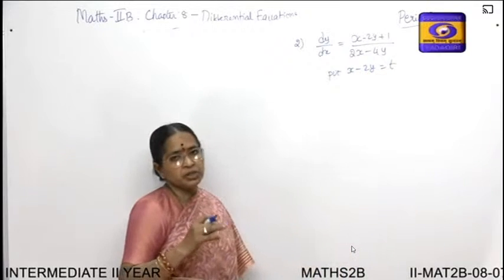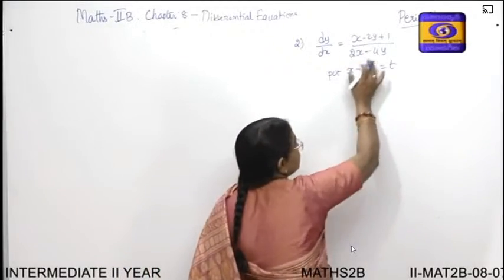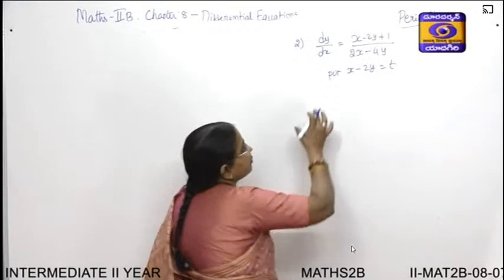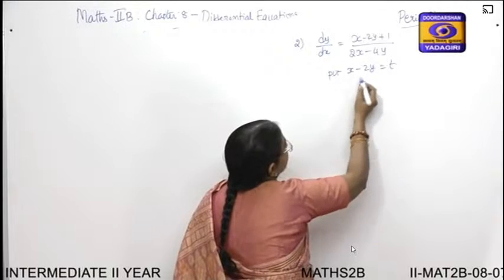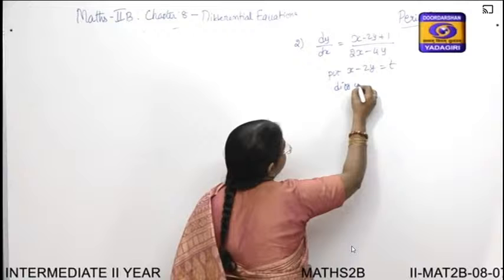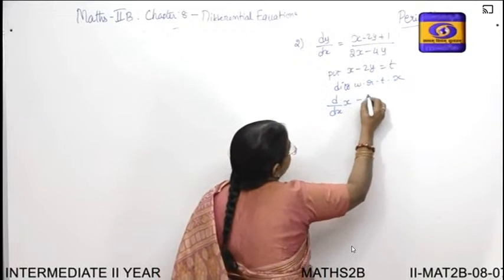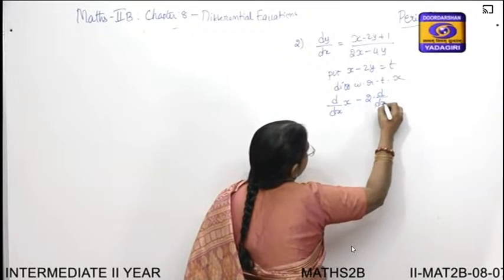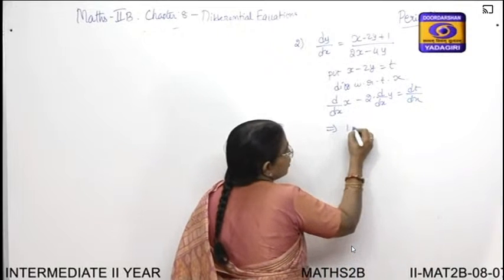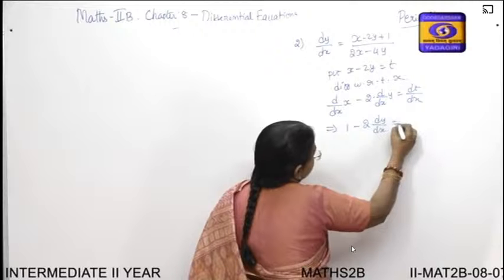So the substitution is different in different problems. You yourself should identify what is repeated. That expression will be repeated in the question. So put x minus 2y is equal to t. Now differentiating with respect to x, d by dx of x minus 2 into d by dx of y is equal to dt by dx. So that means 1 minus 2 dy by dx is equal to dt by dx.